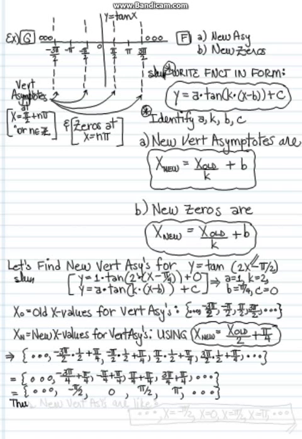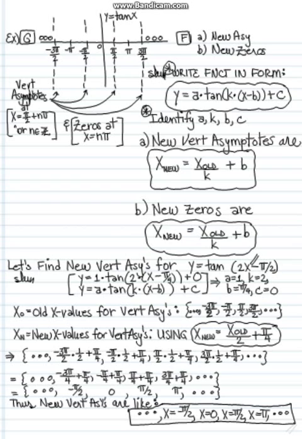x equals negative pi over 2, x equals 0, x equals pi over 2, and x equals pi. And of course there are more, but I just made a list of the ones of interest to us here. So this is a method that you would use to find your new vertical asymptotes. We haven't talked about finding the new zeros yet, but that's how you would find the new vertical asymptotes.